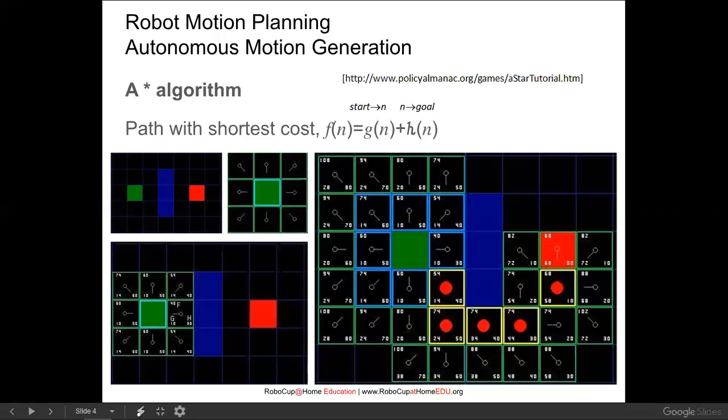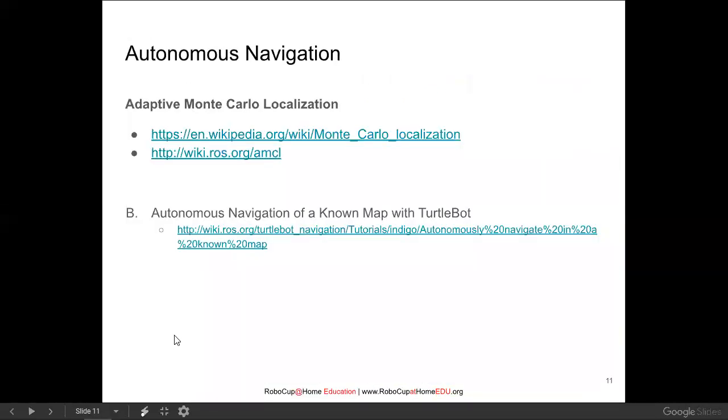Now we want to combine this idea with the map that we obtained just now, in order to make the robot able to do path planning and navigate from point A to point B autonomously. All right, so now everything is clear. Let's head to autonomous navigation. The thing that we use is AMCL, adaptive Monte Carlo localization.